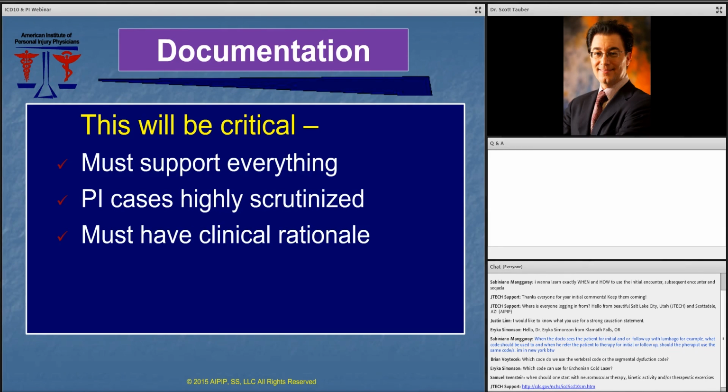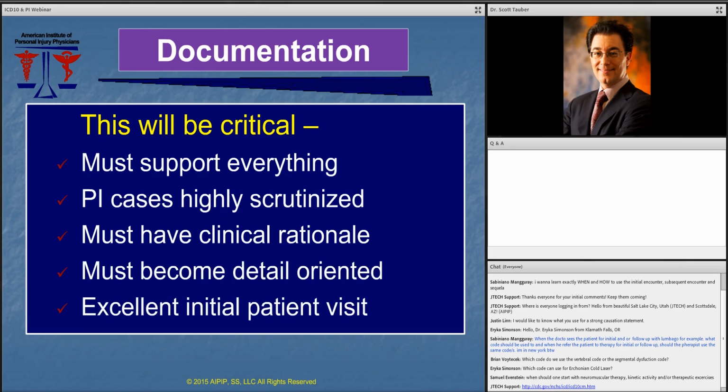You must have a clinical rationale for pretty much anything that you do, and you certainly are going to need it for your ICD-10. There's going to be a big difference in the diagnoses. Again, you must become detail-oriented, and I will tell you this, that in order to really have success, I recommend that you focus on the first office visit and really nail down all the elements of that initial patient visit.